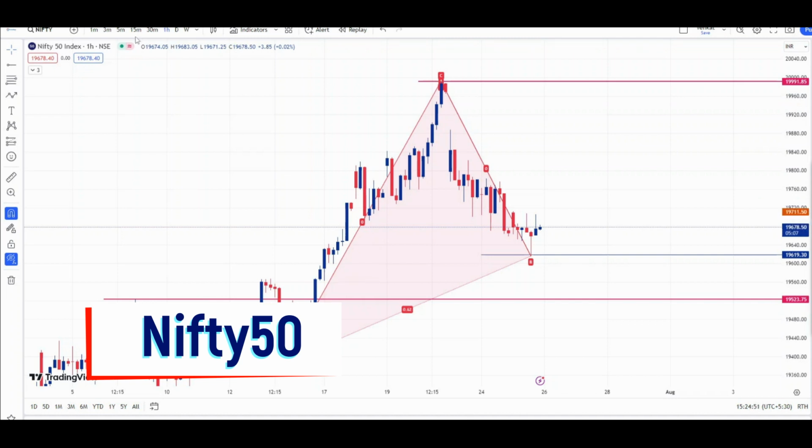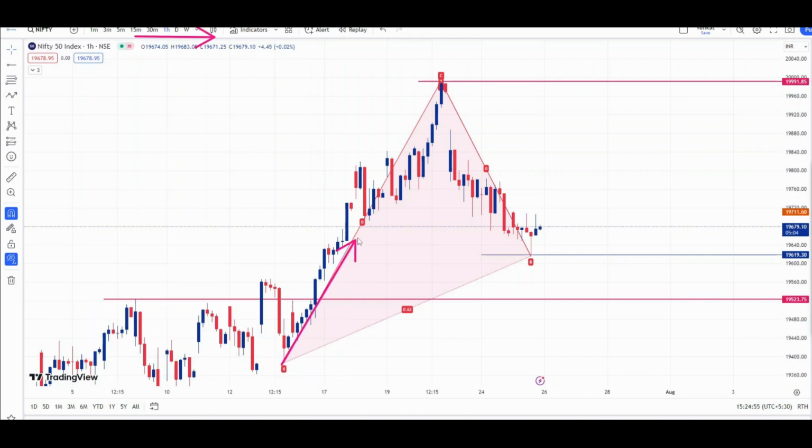Here I am using the Nifty hourly chart. This is the impulsive move, and for this impulsive move, we are now seeing the correction. This is the important support for Nifty.